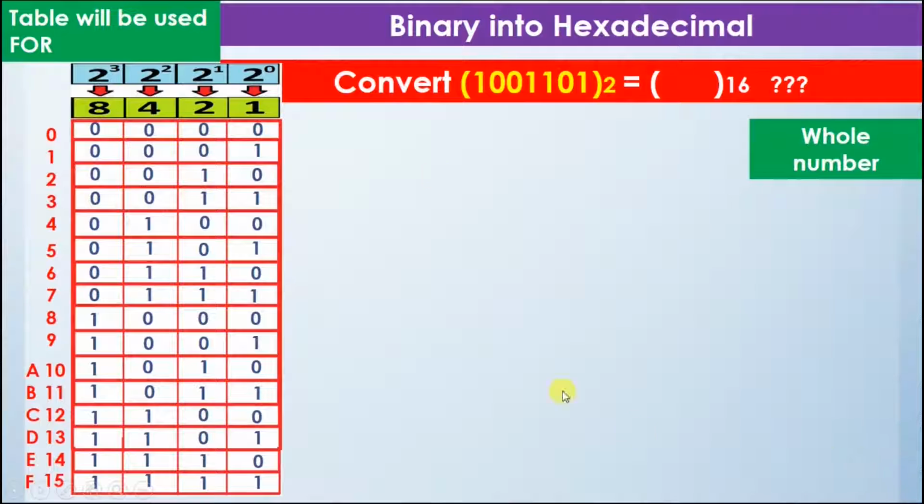So now we will see how to convert a binary number into a hexadecimal number, and in this example we are dealing with a whole number. We are given the whole number 1001101 in binary, and we have to convert it into hexadecimal.